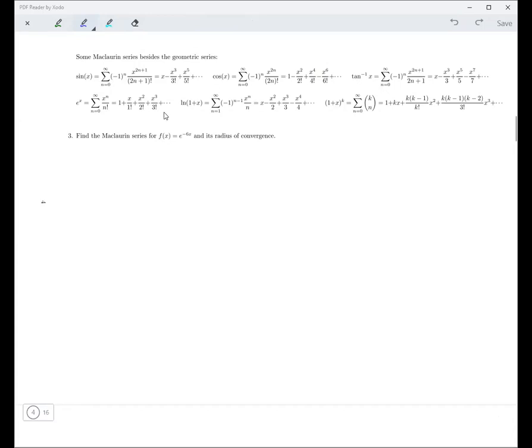So let me just say a few things about each of these. The sine, cosine, and e to the x, their radius of convergence is infinity. They converge everywhere. These three right here. And then inverse tangent and natural logarithm of 1 plus x, those ones have a radius of convergence of 1. And then this last one is called the binomial series. And here the radius of convergence depends on the k.